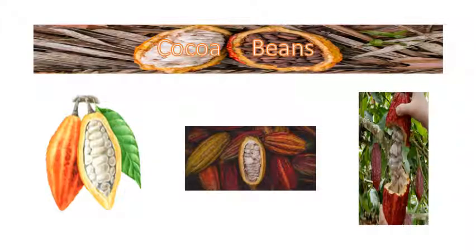Dear students, we know the ripened pods change their colors from green to bright yellow or sometimes purple. Now you can see on the screen the pictures of cocoa beans. So the cocoa pod is filled with sweet and sticky white pulp, within which are 20 to 60 oval seeds called cocoa beans. A tree can bear fruit for 30 years or more.